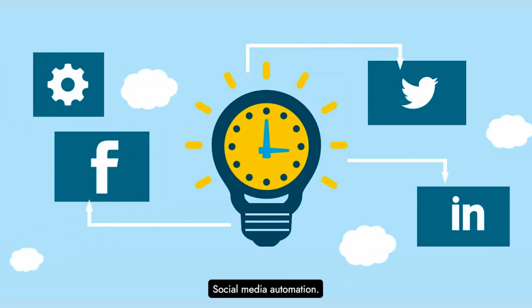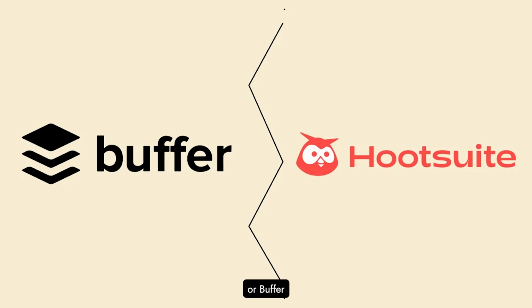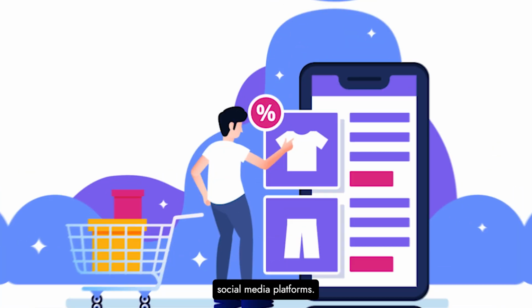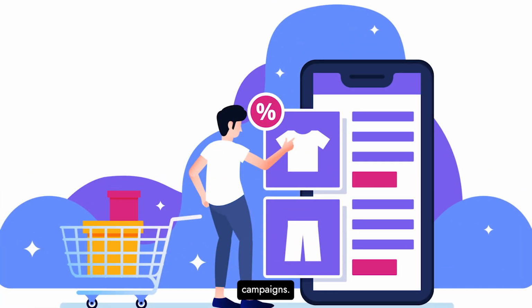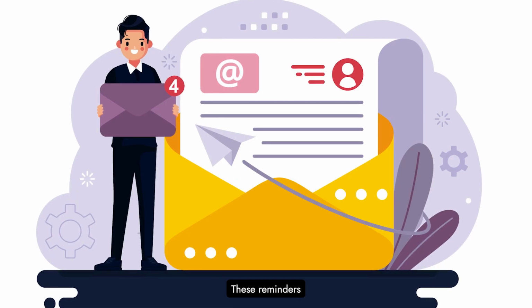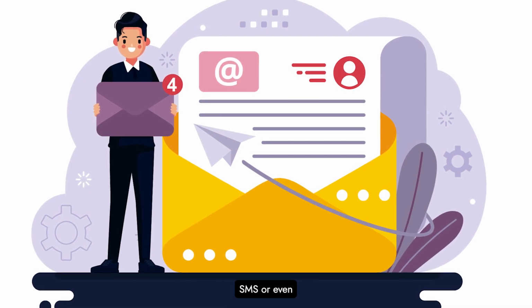Social media automation. Tools like Hootsuite or Buffer allow you to schedule posts, monitor engagement, and analyze performance across various social media platforms. Cart abandonment campaigns. Setting up automated reminders for customers who leave items in their cart can recover lost sales. These reminders can be sent via email, SMS, or even push notifications.